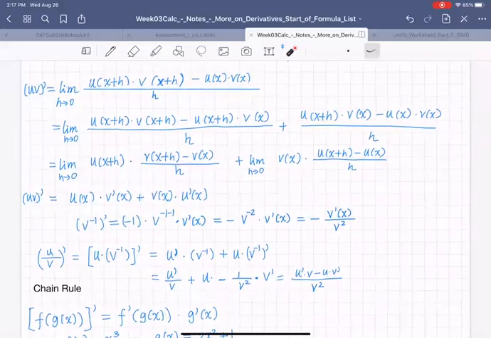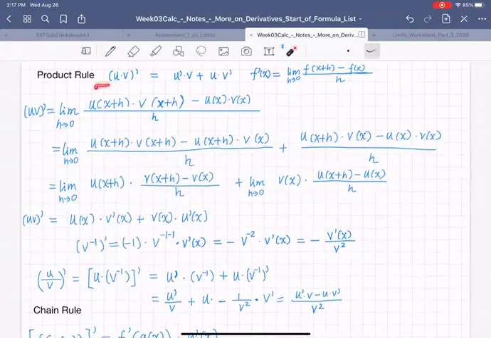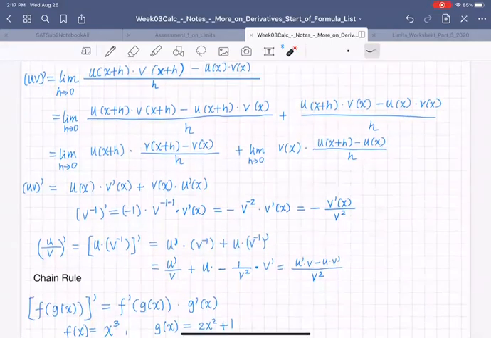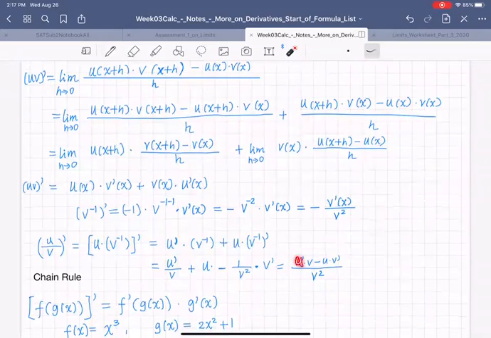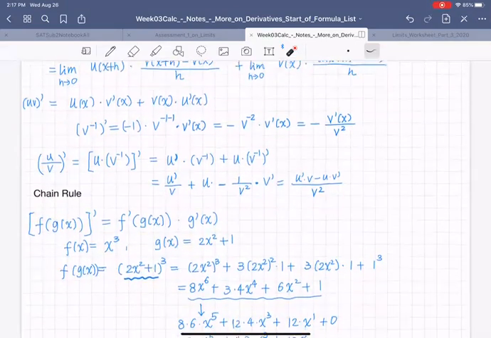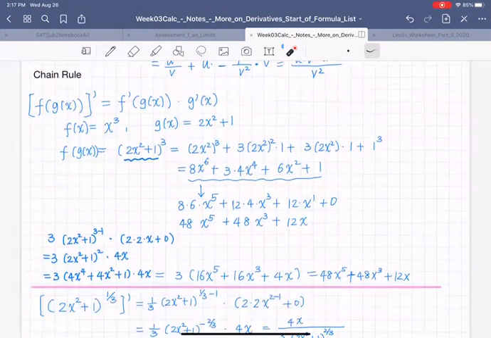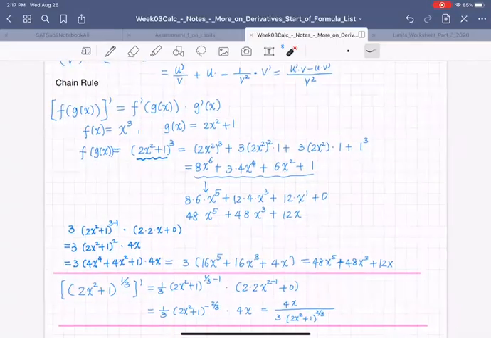How do I remember? Compare to the product rule: this is u prime times v plus u times v prime. In the quotient rule, you still do the same thing as the product rule, but remember to put a minus, and then divide by v squared. This is called the quotient rule. These three rules are the most important part of the derivative, and the chain rule and quotient rule are the difficult ones.